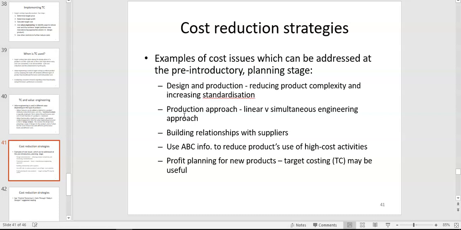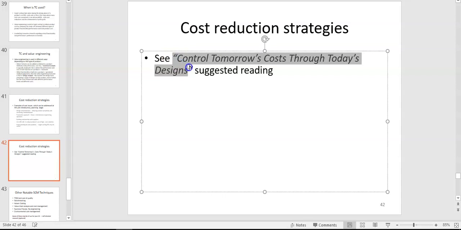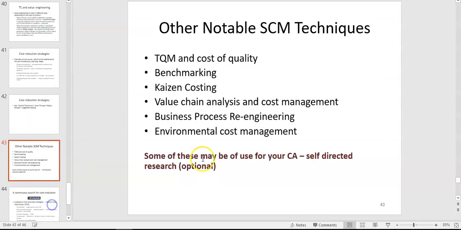There's a whole host of other elements. Some of them are talked about here in "Controlling Tomorrow's Costs Through Today's Design." That's a nice reading from Harvard Business Review. And there are some other notable techniques that I've name-dropped here intentionally because I want to see, will you pick some of those and think, actually, that might be quite interesting for me to research as part of the CA, or maybe that links very much to what we're doing in my role. I wouldn't mind digging deeper.